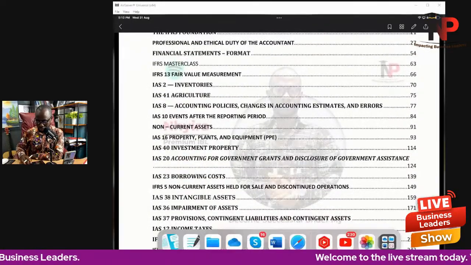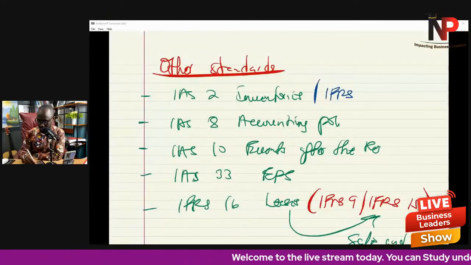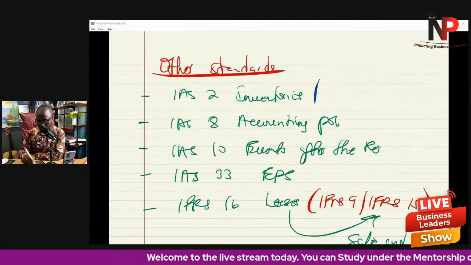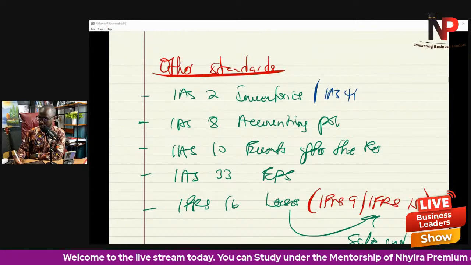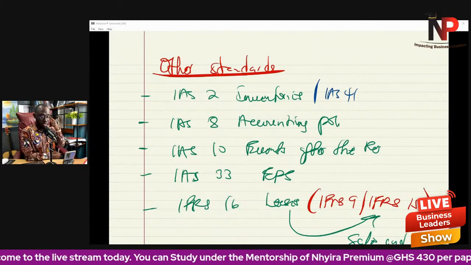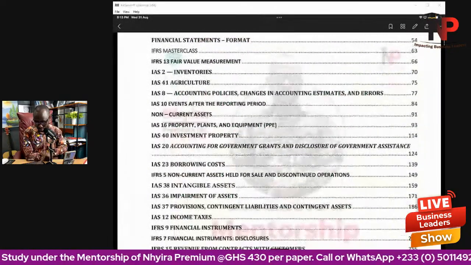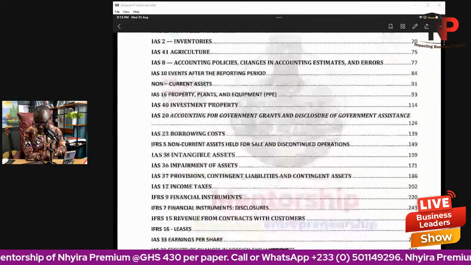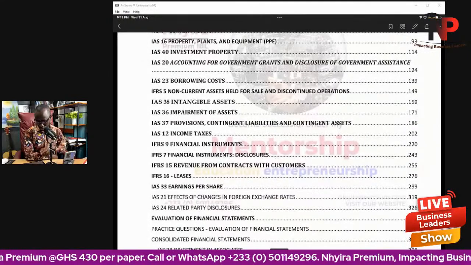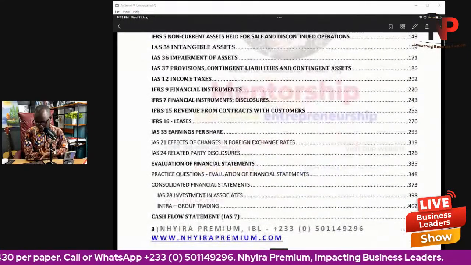Yeah, agriculture is IAS 41. That's also there. It goes with the inventory situation. IAS 41 is another standard that you need to understand. I'm showing you this from my book. So I've listed all the standards that you need.